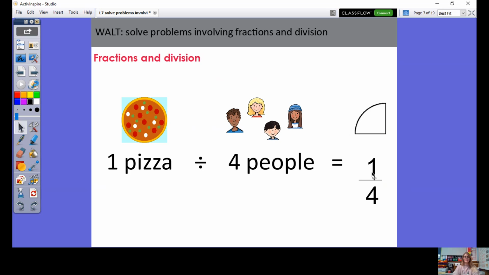So we can start to see the relationship between my numerator and denominator. I have my whole pizza on the top and how many parts it's been divided to in the bottom. So we did look at this at one of our lessons last week in a little bit of detail, but we're going to go into that more today.